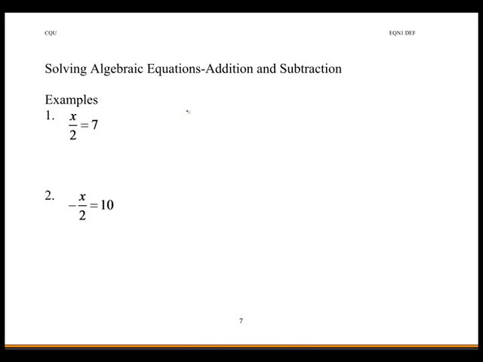Here we are, this time we've got x over 2, that's like division. So the opposite would be to multiply by 2. So when you bring the 2 over, it becomes multiplied.